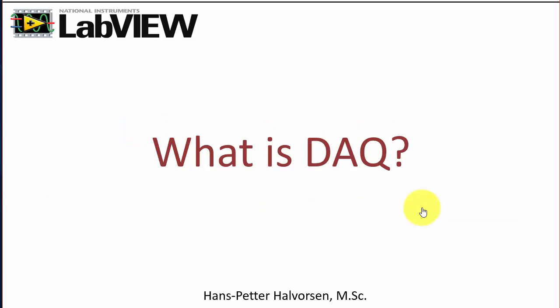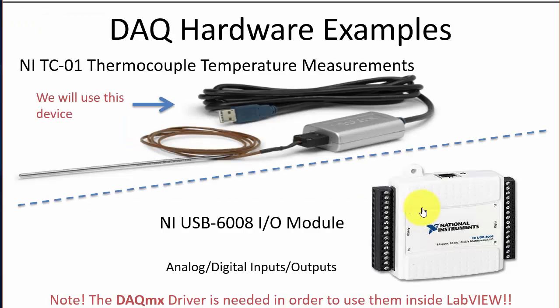So, what is DAQ? Well, in this example, we will focus on this DAQ device, which is just a temperature measurement device. Other devices are more popular, like this USB-6008, where we have analog inputs and outputs and digital inputs and outputs.